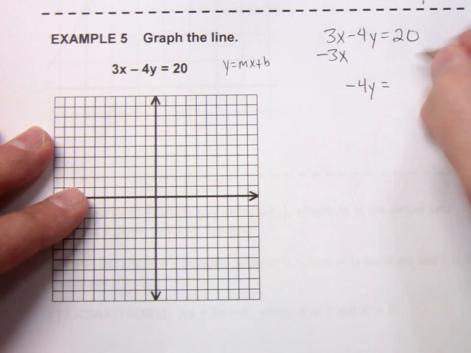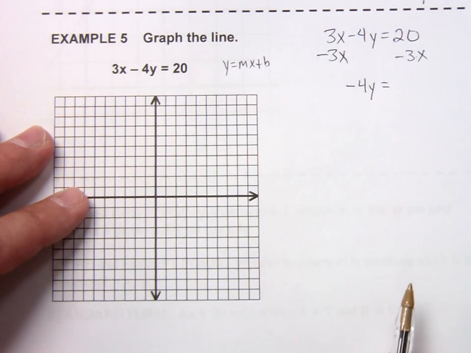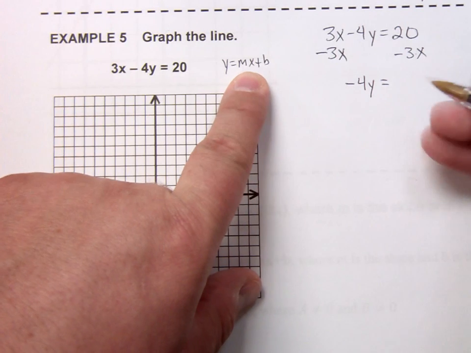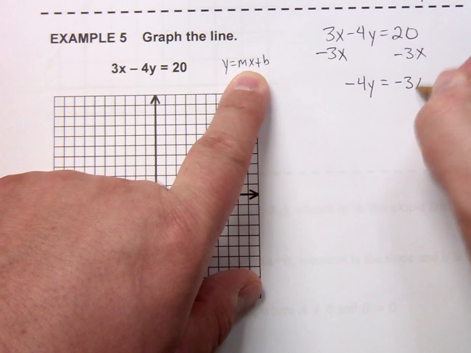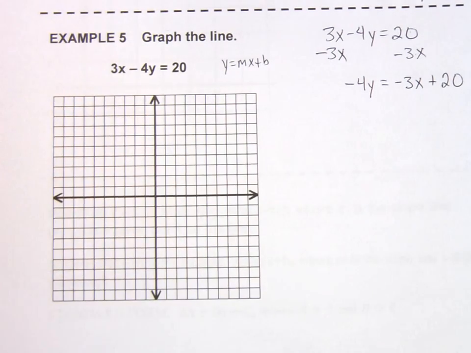If I do it on one side, I got to do it on the other side. Remember that these are not like terms. Now I could write 20 minus 3x. However, I really want it in this order. I want the x to come first. So I'm going to put negative 3x plus 20. So I moved the x.